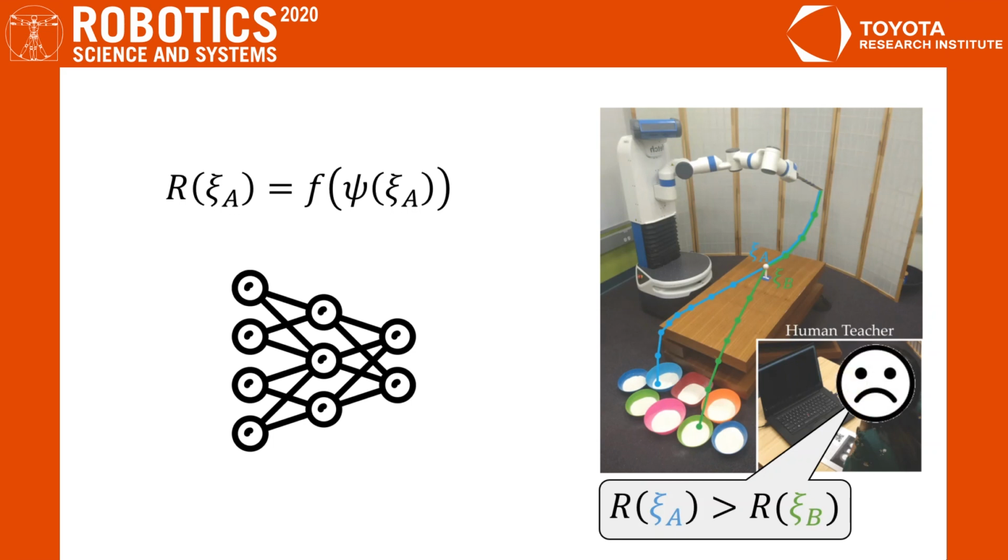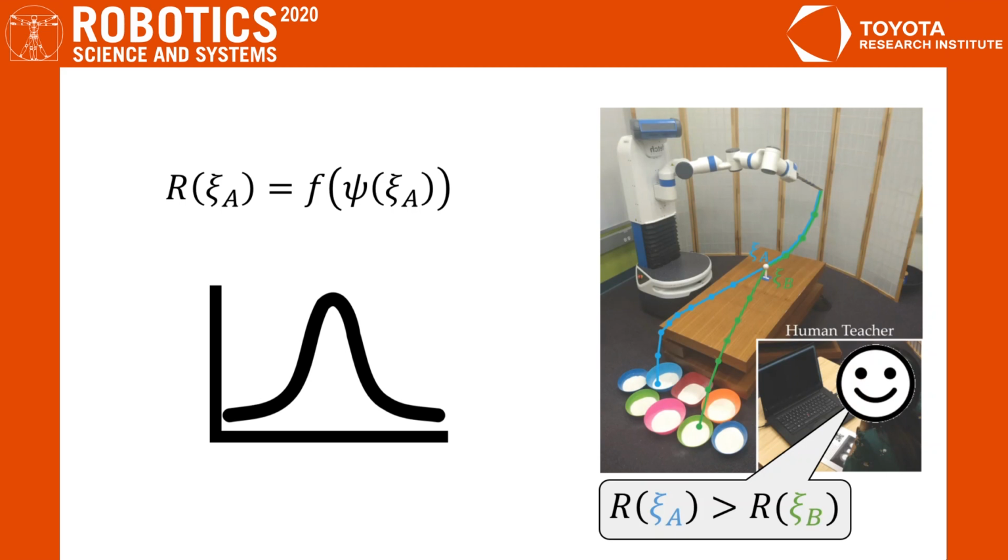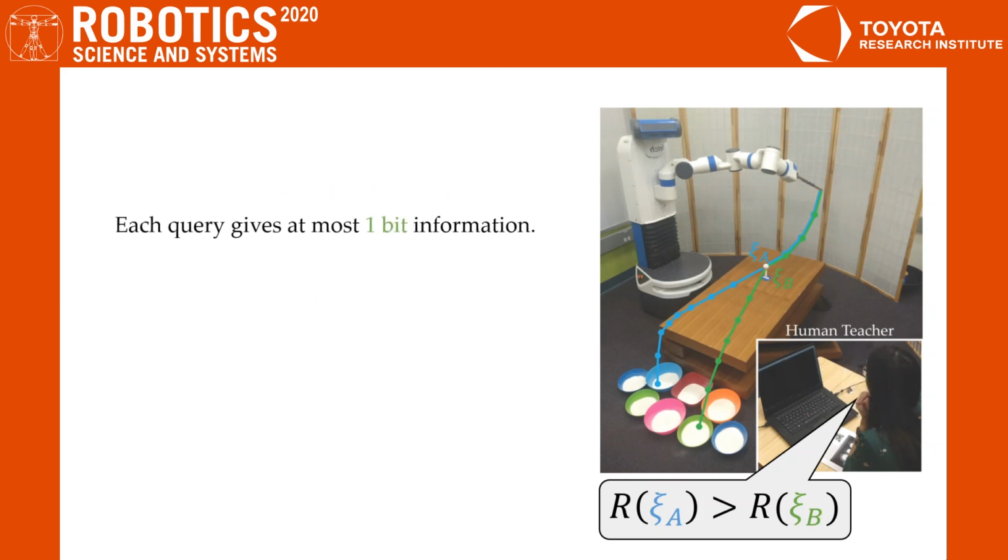Our idea is to use Gaussian processes because they can be efficiently used with a small number of data samples. So the Gaussian processes improve data efficiency over neural networks, but we want to improve our data efficiency as much as possible, because each query gives at most 1 bit of information. Therefore, on top of using Gaussian processes, we should actively generate the queries to maximize the information gain.